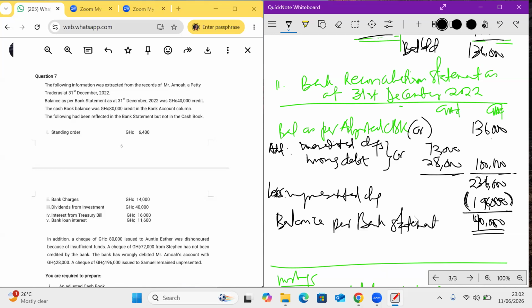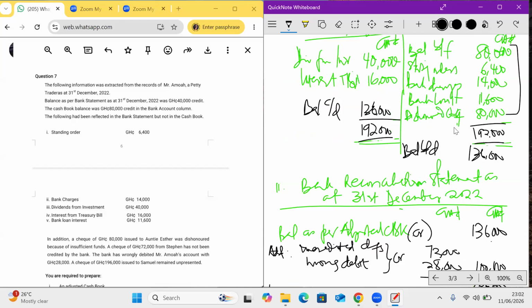So this is like the type two, where you are not given a full table, but the bank statement figures and some cash information. In all the notes, the standing order will be written in the grammar, bank charges, dividends, interest from treasury bill, bank loan. Then you just put it all together.